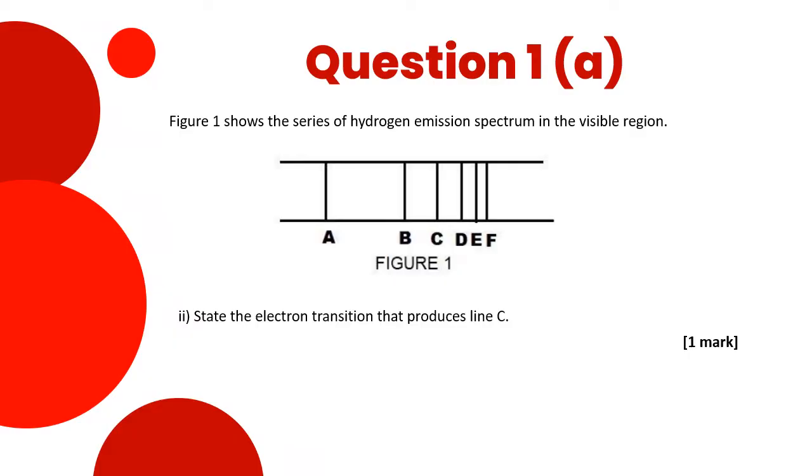Now for question 1a part 2, state the electron transition that produces line C. First of all, what is the meaning of transition? Transition means movement. And which line are we interested in? We are interested in line C. So line A is actually the first line in the series because it has the furthest distance. Line B is the second line, and hence line C will be the third line of this Balmer series.